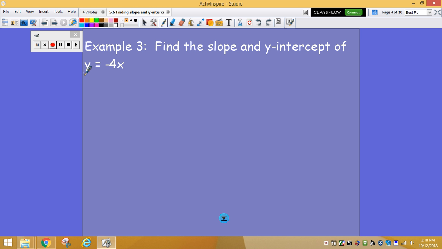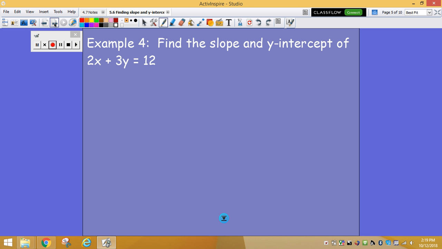Okay, first thing is y by itself. Yes, it is. So your slope is the number with x, so your slope is -4. What if it doesn't put a number at the end? If they don't put anything at the end, that means your y-intercept is 0. Not 1, 0. If nothing's at the end, your y-intercept is 0.